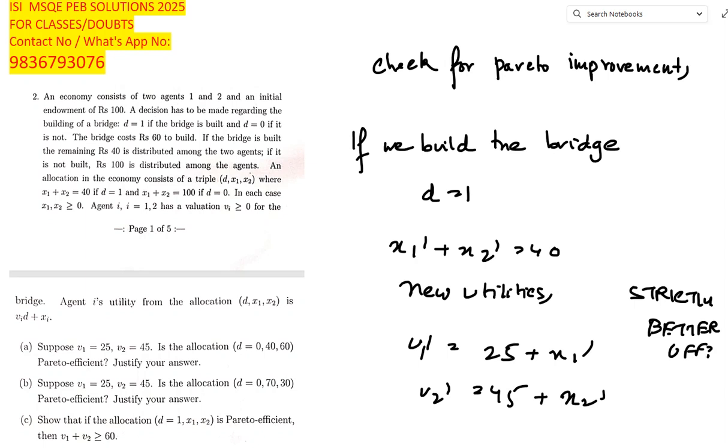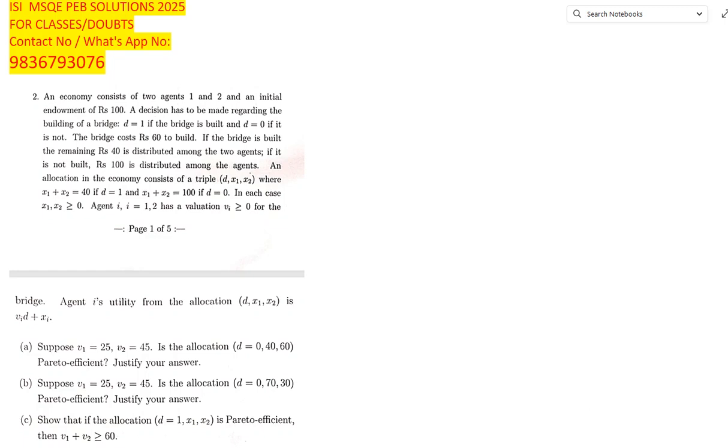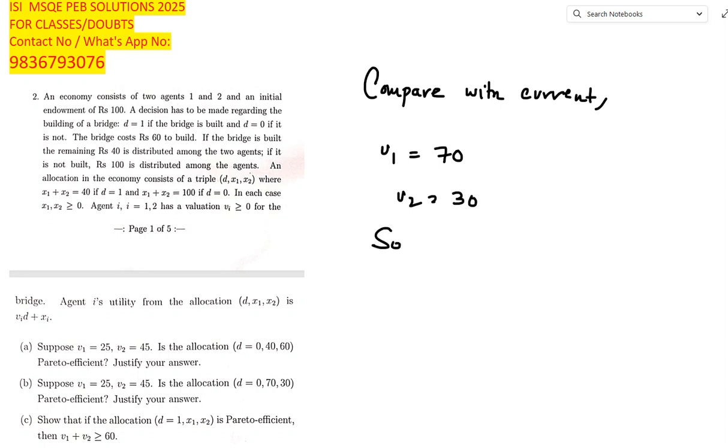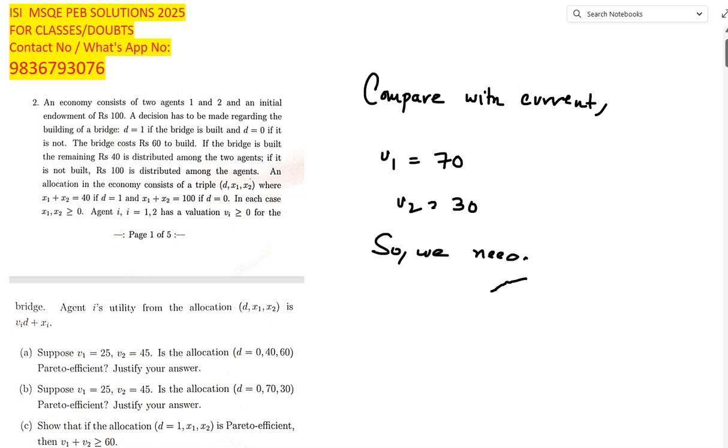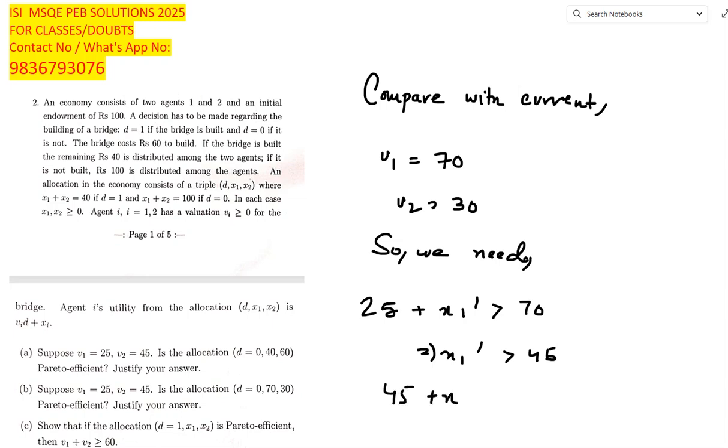We want to check whether we can make both agents strictly better off. So comparing with the current, U1 is 70 and U2 is 30. We need 25 plus x1 bar greater than 70, or x1 bar greater than 45, and 45 plus x2 bar greater than 30. So x2 bar is greater than minus 15, which is always true. But total available is how much? We have to remember, x1 bar plus x2 bar is 40.